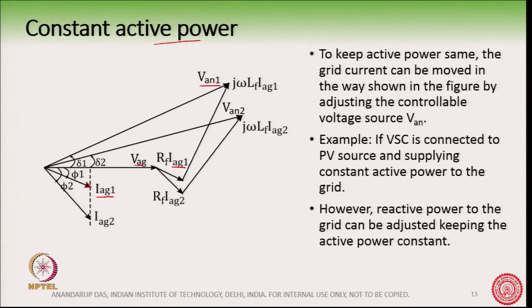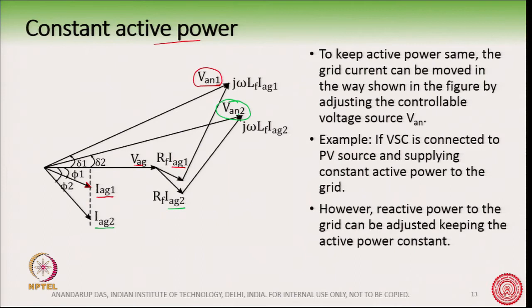So, for this condition of IAG1, the voltage source converter produces a voltage which is denoted by VAN1. Now, you can also change IAG1 to IAG2 and therefore, you can draw this phasor diagram, IF RAG2 plus j omega LF. So, then the voltage source converter is basically producing this VAN2.